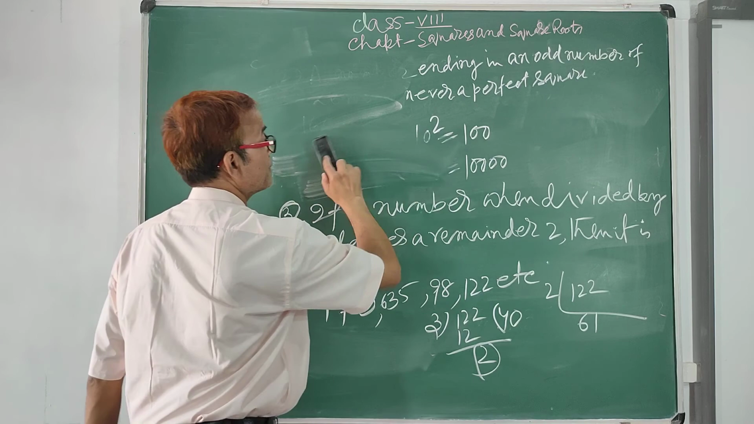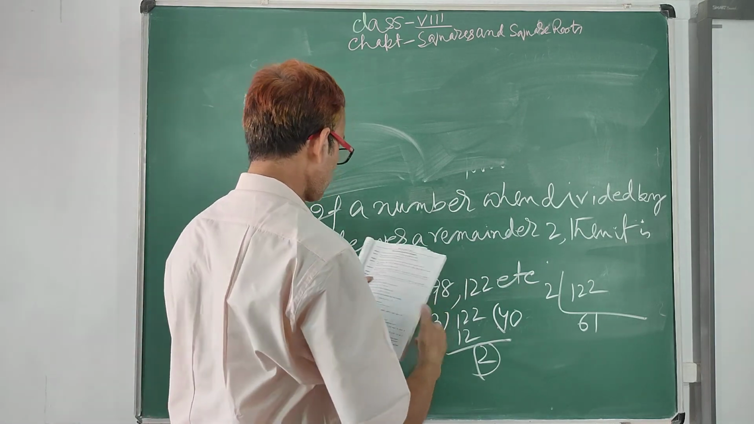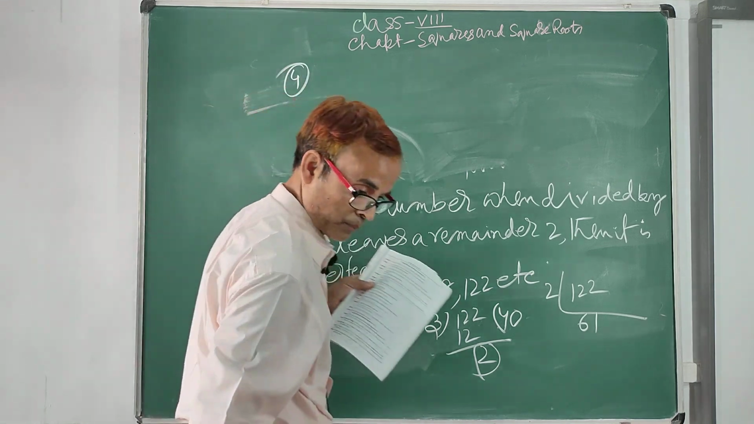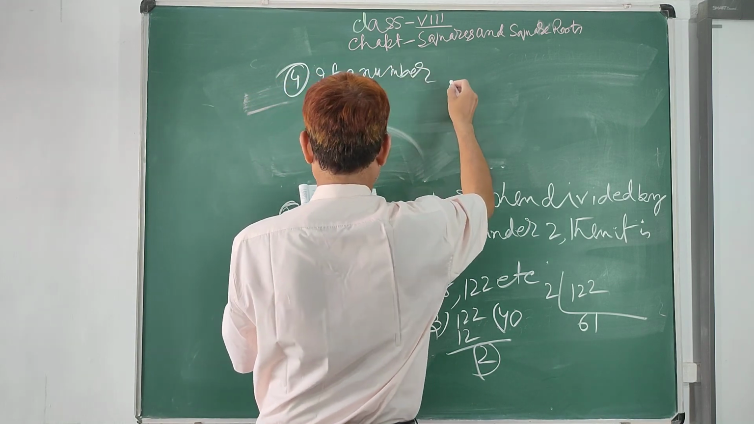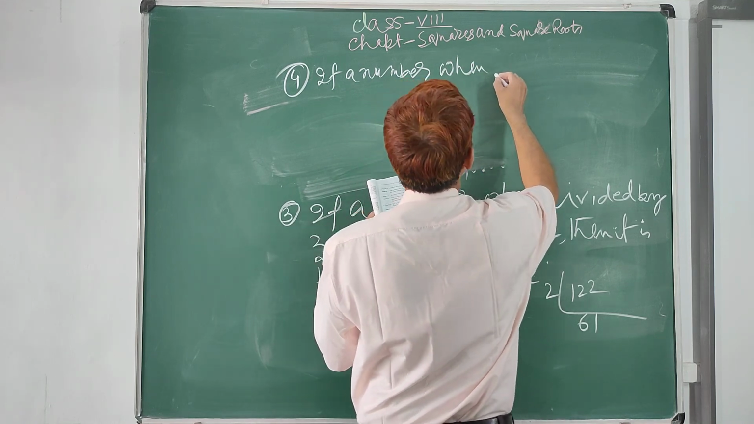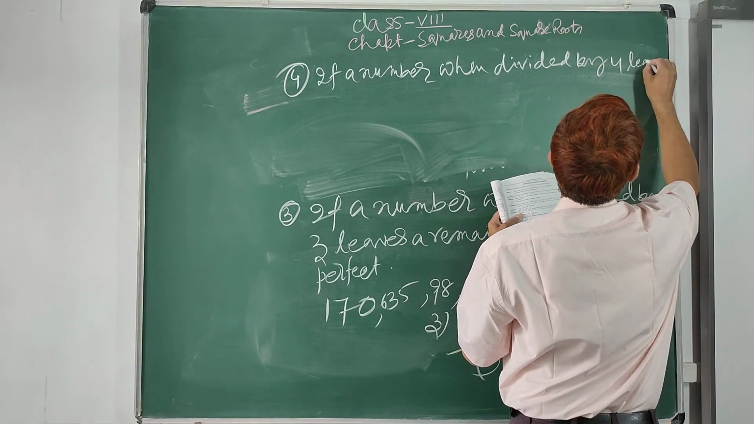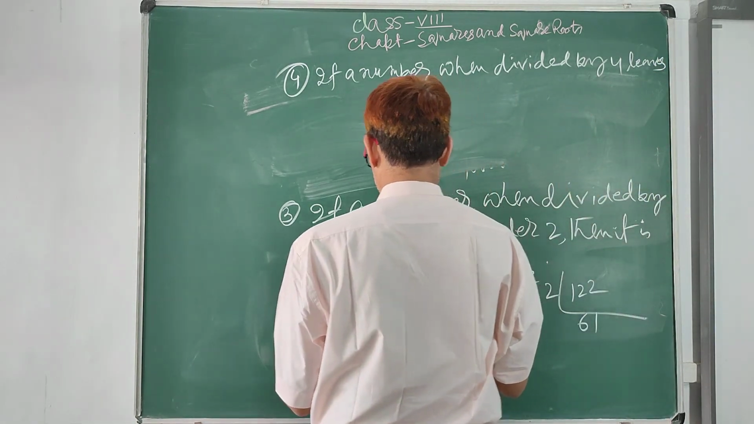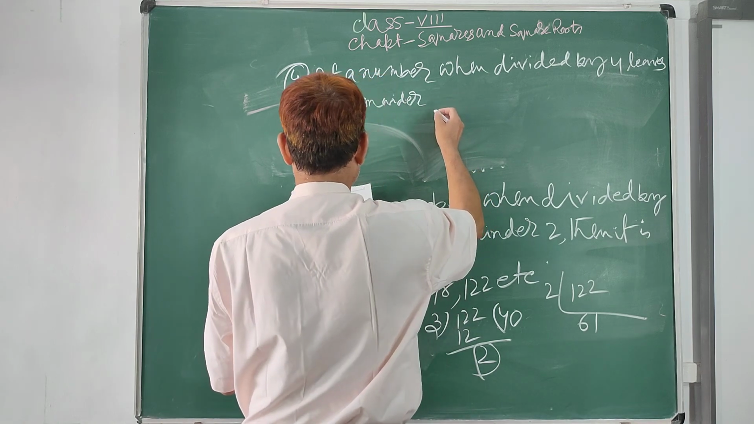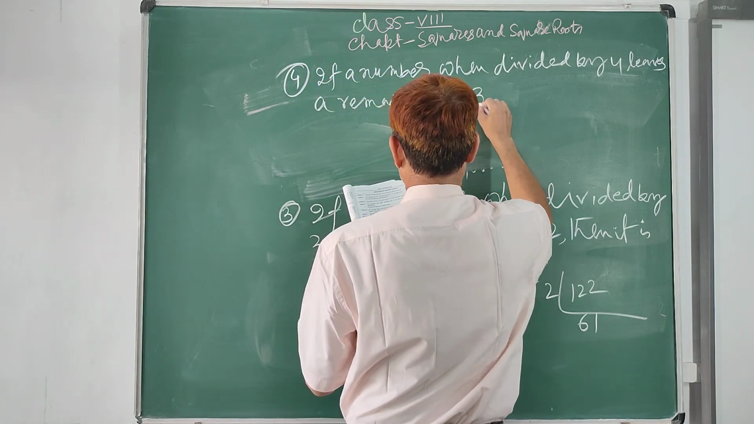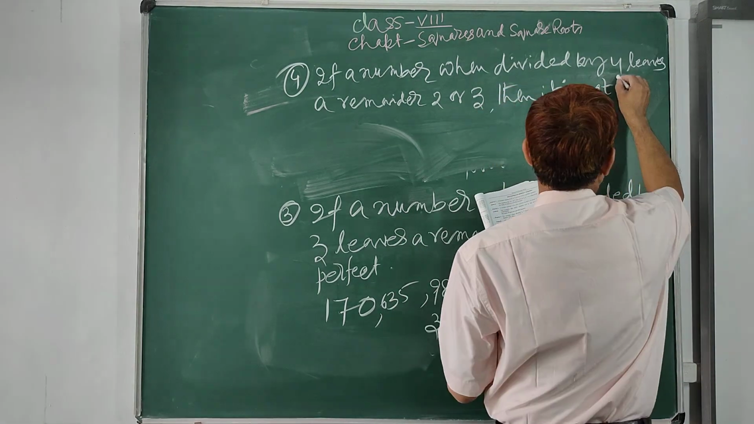Fourth property is: if a number when divided by 4 leaves a remainder 2 or 3, then it is not a perfect square.